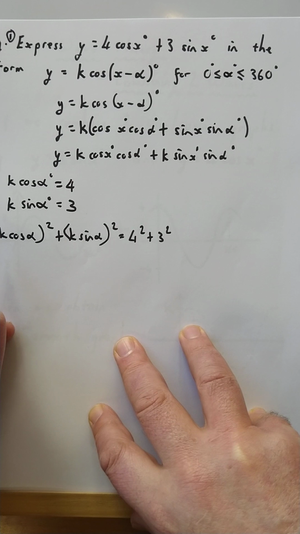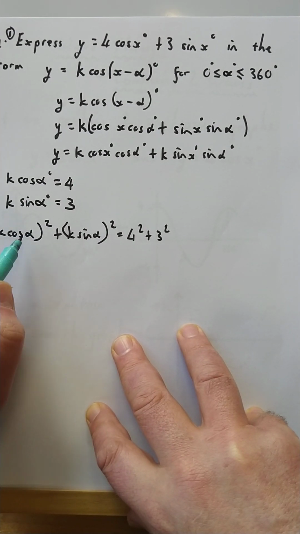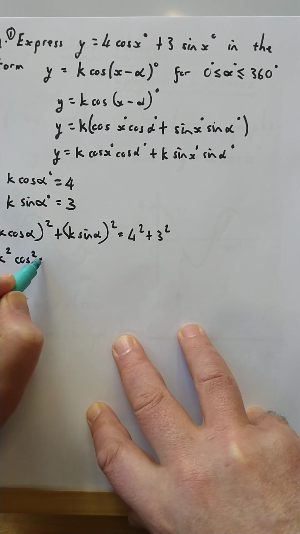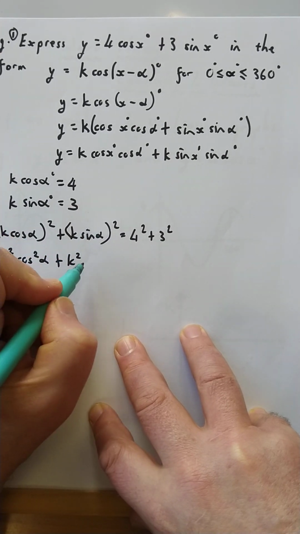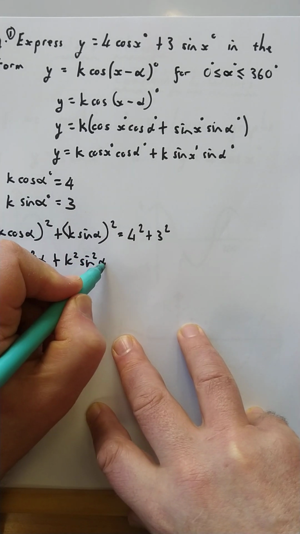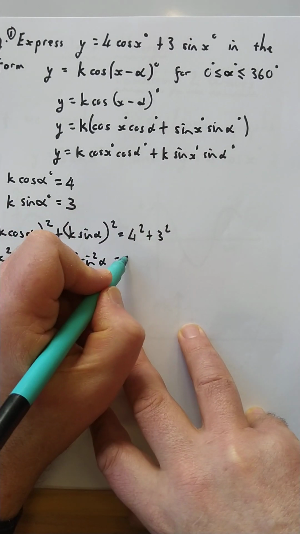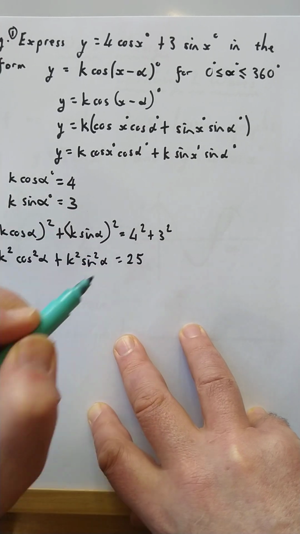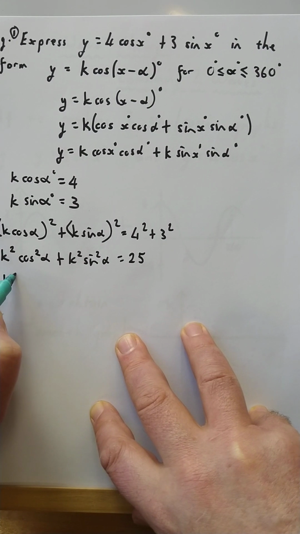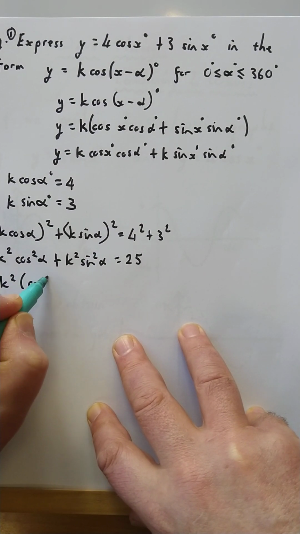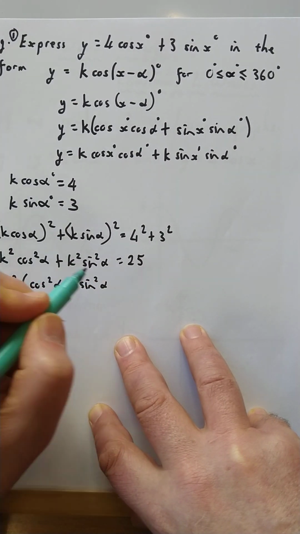If I remove the brackets here, k cos alpha times k cos alpha, that's k squared, and cos alpha times cos alpha, we write cos squared alpha, of course. Likewise, k squared sine alpha times sine alpha, sine squared alpha. And by now you've probably looked and said that on the right-hand side it's easy, 16 and 9 is 25. Take out the common factor of k squared, and I have cos squared plus sine squared of an angle.